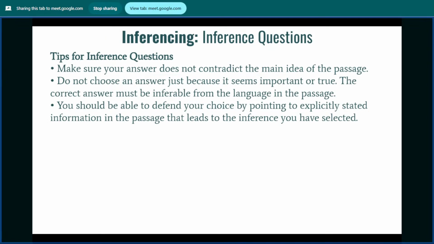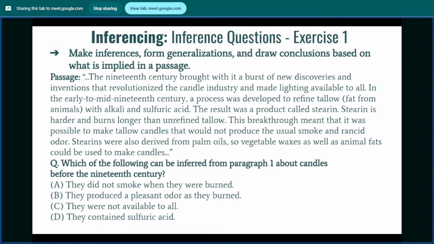Now again, here you have to make sure whatever option you select does not contradict the main idea of the passage, and you also have to make sure that the answer you choose is true or important. It is not just mentioned in the passage somewhere. You should be able to defend your answer also. If I ask you how did you derive the answer, then you have to tell me how you derived it. Try the first one.